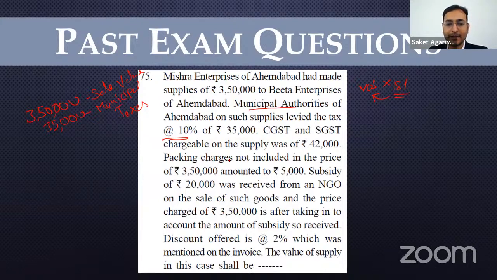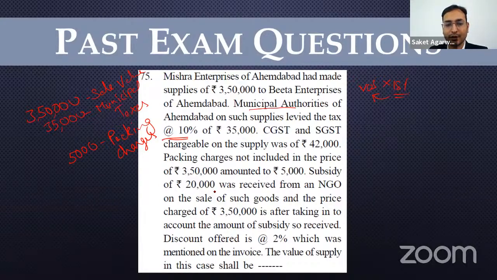Packaging charges or packing charges not included in the price of 3,50,000 is 5,000 rupees. Packaging charges also have to be added, because it is an incidental expense. So we'll add 5,000 also.